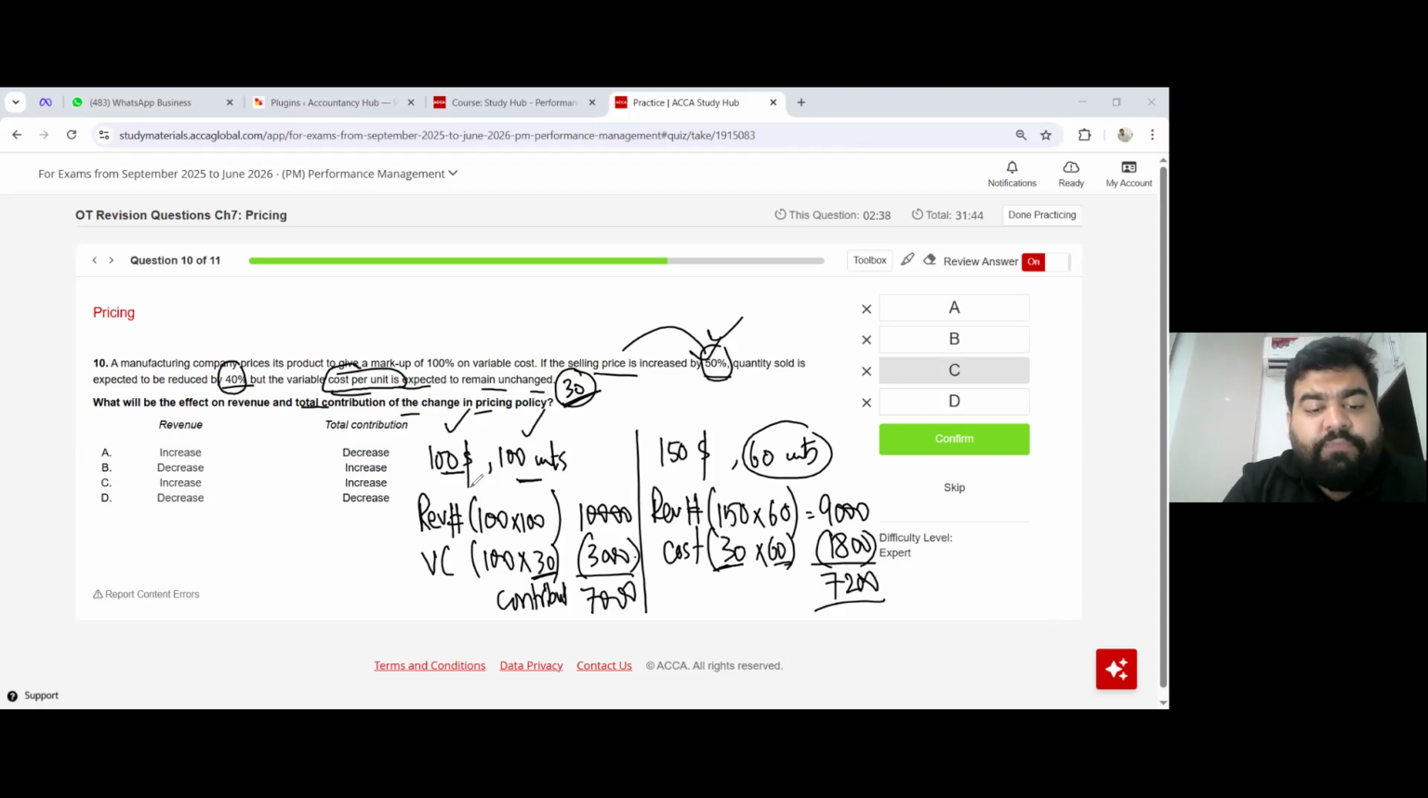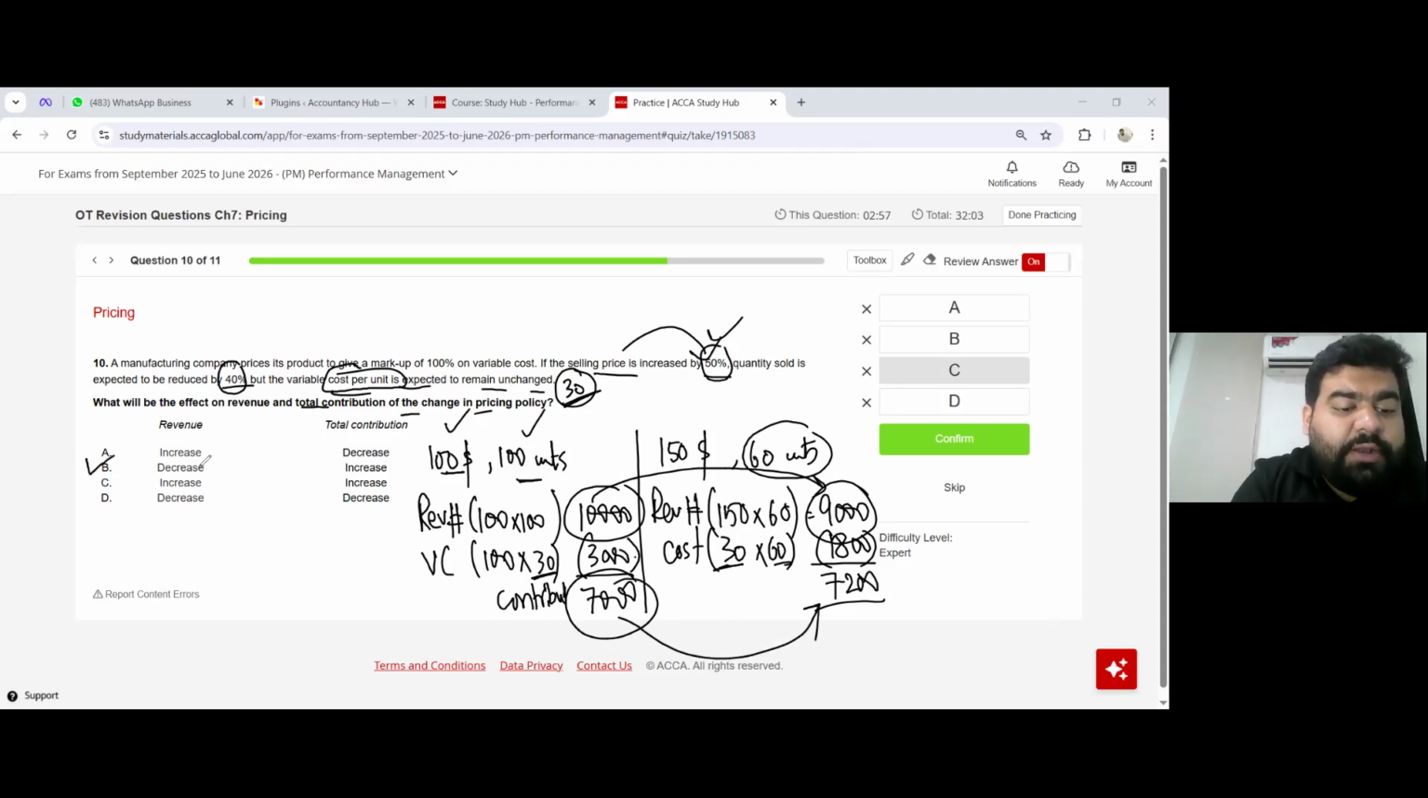So if you see, when we have increased the selling price and reduced the demand, but not changed variable cost per unit, it's unchanged. In this scenario, we come to know that our revenue is decreasing, see, from 10,000 to 9,000, but our contribution is increasing. So the answer will be B: revenue will be decreased, contribution is increased. So we have taken the scenarios ourselves. First take 100 selling price and 100 units accordingly, and then just apply the rule. You can take other values as well.